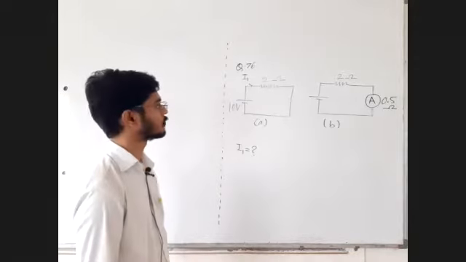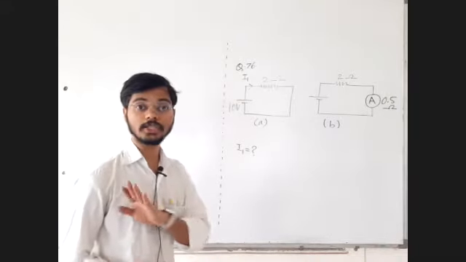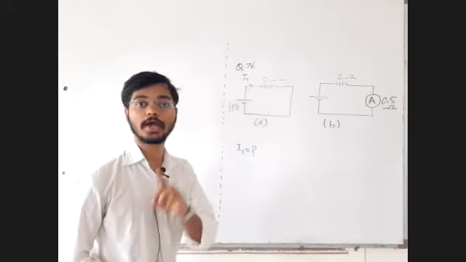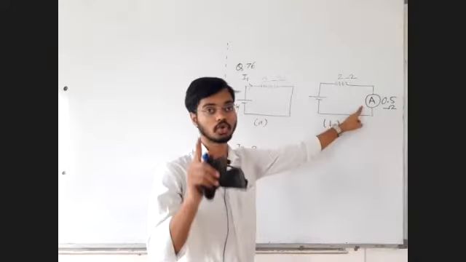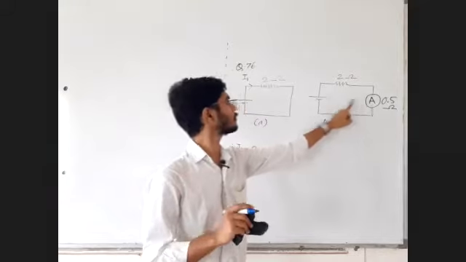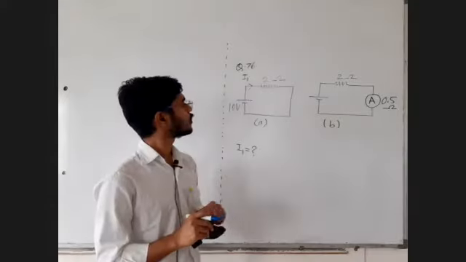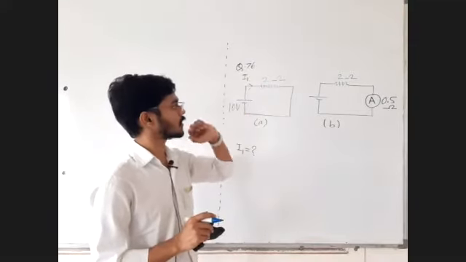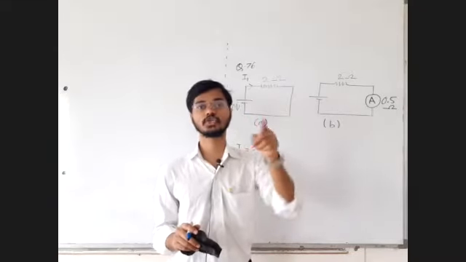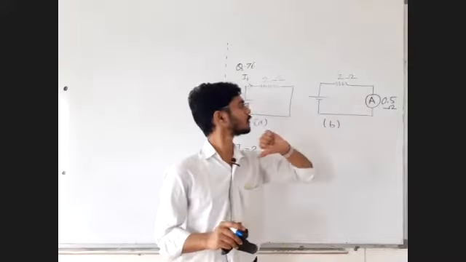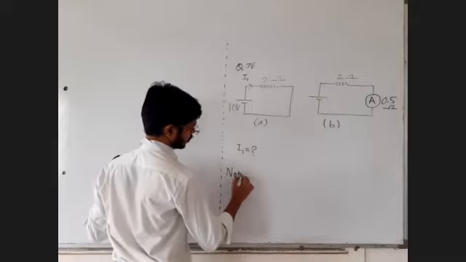Yes, sir. Good. So what is expected? What is expected is that a measurement device should not modify your circuit. This is what is expected. This is a measurement device. It should not modify your circuit. So for it not to modify your circuit, this ammeter should have zero resistance and still it should be able to measure the current.